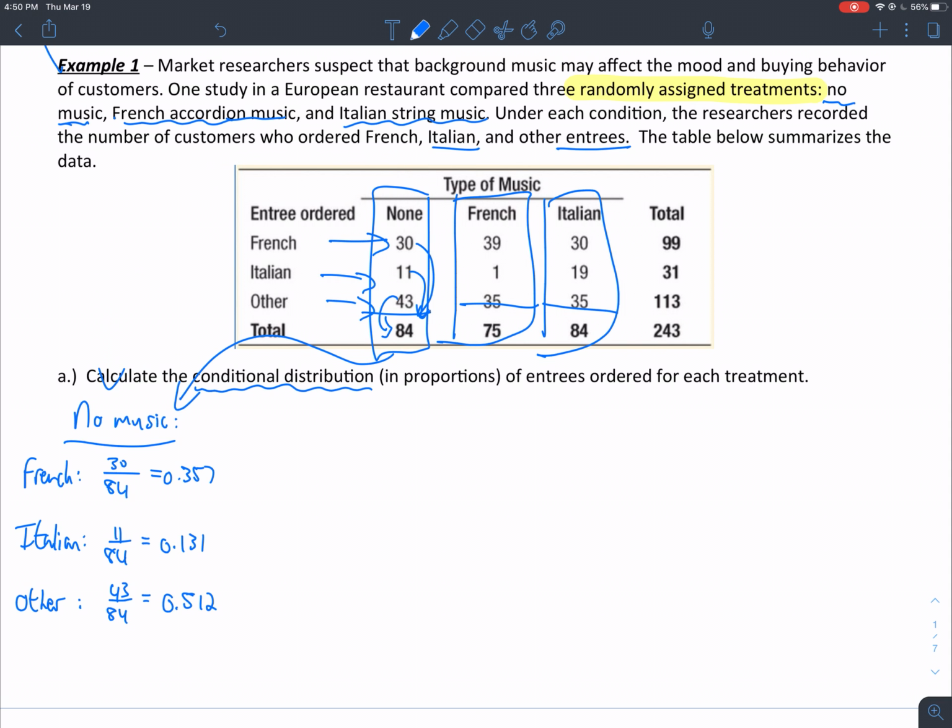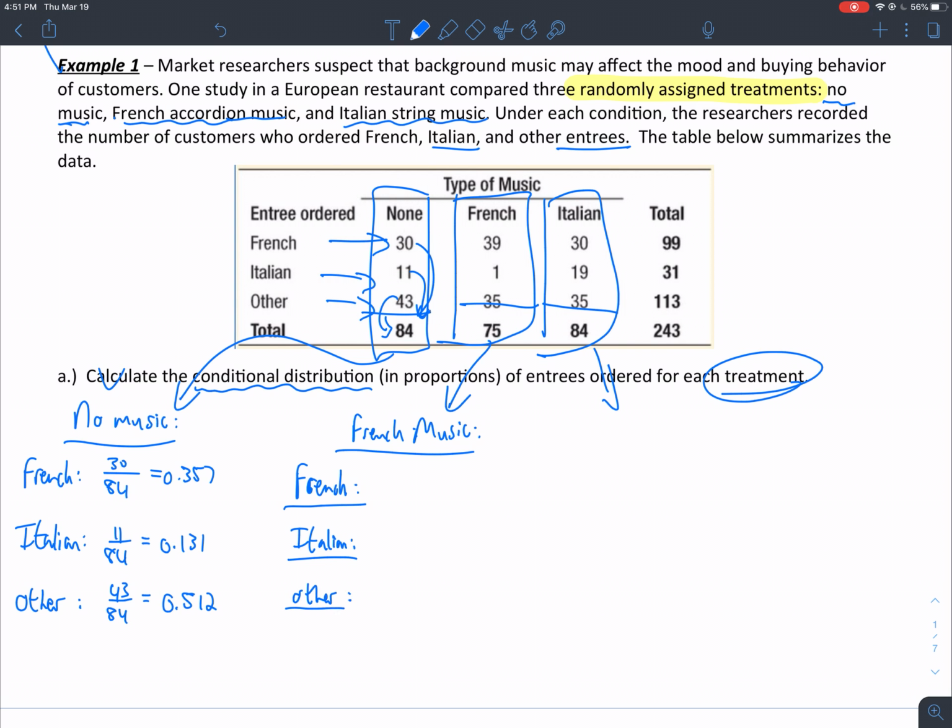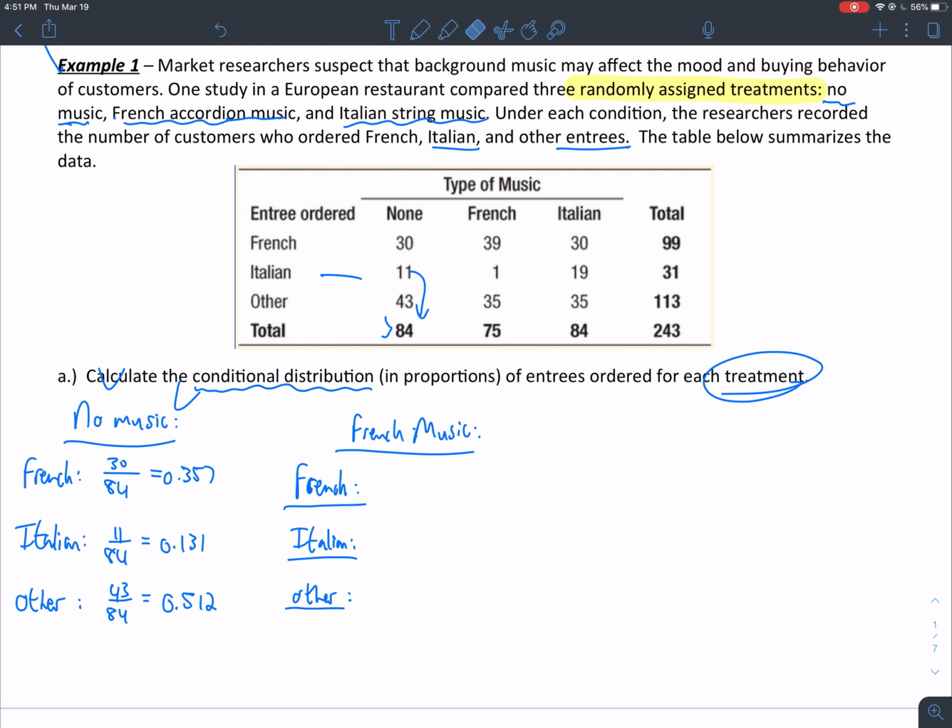So you have to do that for all three, because there were three treatments. So then you do French music, sorry, because there's French entrees too, that's confusing. And then you will do French music, French entree, French music, Italian entree, and French music, other entree. Okay, and then you just do the same thing. At this point, it becomes repetitive. I don't want to do all of this with you because this is going to take too long, I think.